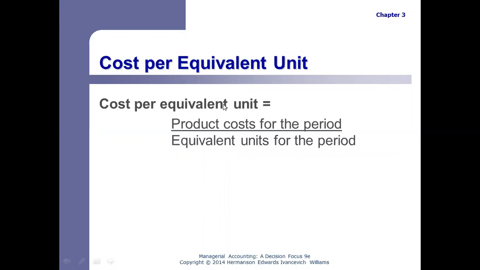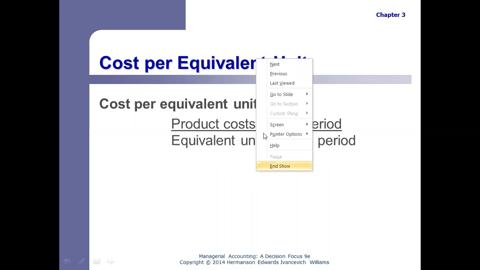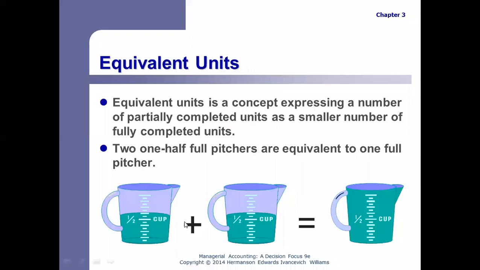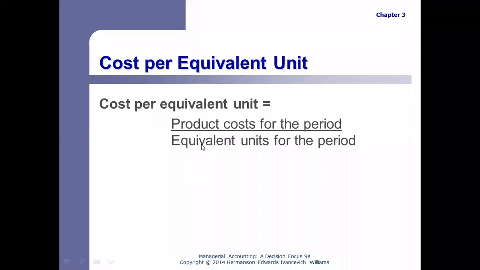So the cost per equivalent unit is the product cost for the period, so how much it cost us during the period, divided by the equivalent units. Now, equivalent units takes into account partially completed items. So it's all the products that you completed, plus the full-unit equivalents of those partially completed units.